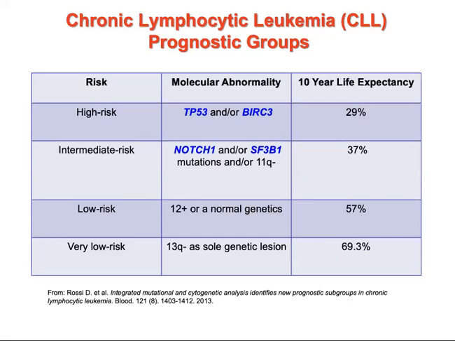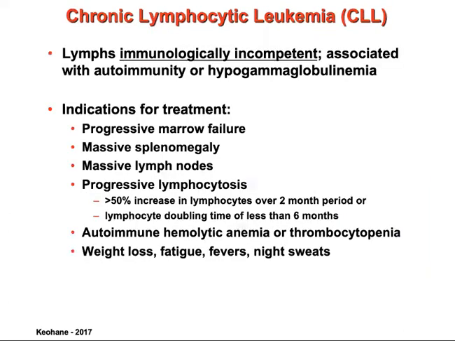But for the very low risk, the chances of surviving 10 years after diagnosis is a lot greater. So it's at almost 70%, right? So the mutations help to be able to put these patients into these categories and also to take action, right, with the treatment and the monitoring.